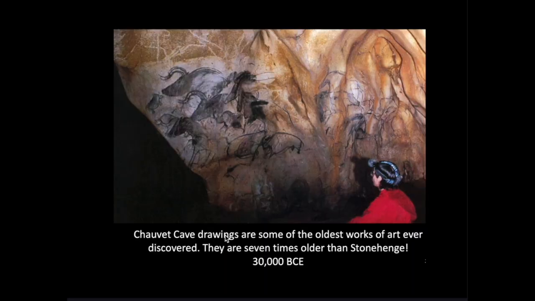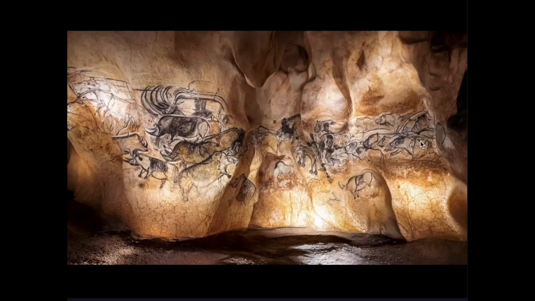The Chauvet Cave drawings are some of the oldest works of art ever discovered. They're 7 times older than Stonehenge, 30,000 years before Christ. So this is a gestural line made out of charcoal. Some of them are made out of bone ash, and they are all over these caves. There's tons of animals that are depicted, and we will cover these later on in the semester as well.